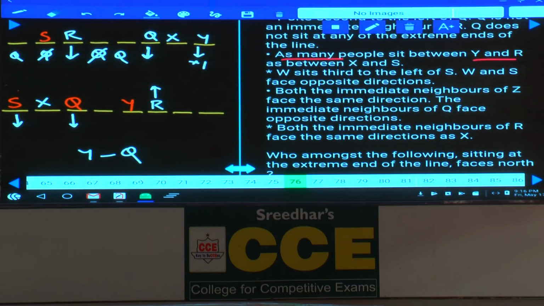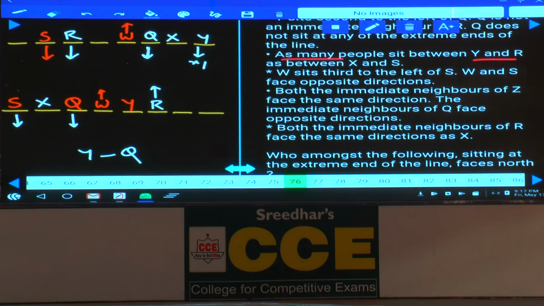Next one, W sits to the immediate left of S. As W sits to the left of S, now in the first case S must be facing south. Then only W sitting to the left is possible. Now S is facing south, 1, 2, 3, W will be here. In this one also S is facing south, 1, 2, 3, W will be here. W and S are facing opposite directions. So in the first case S is facing south and W must be facing north, and in the second case also S is facing south and W is facing north. Now these two persons are facing opposite.